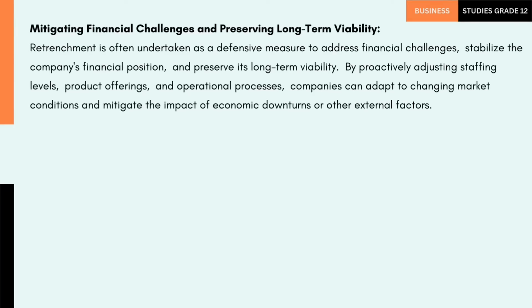D. Mitigating financial challenges and preserving long-term viability. Retrenchment is often undertaken as a defensive measure to address financial challenges, stabilize the company's financial position, and preserve its long-term viability. By proactively adjusting staffing levels, product offerings, and operational processes, companies can adapt to changing market conditions and mitigate the impact of economic downturns or other external factors.